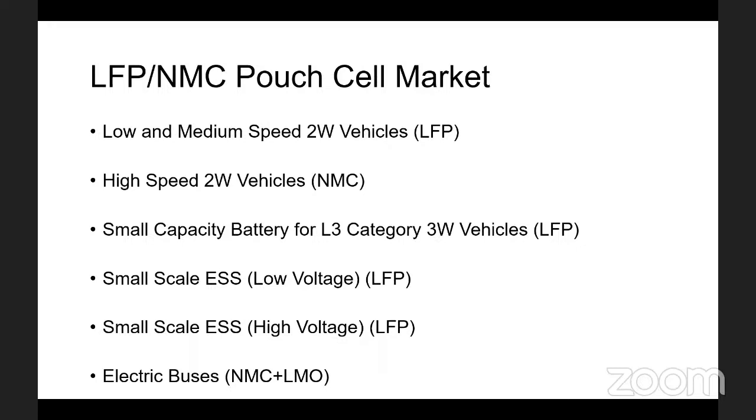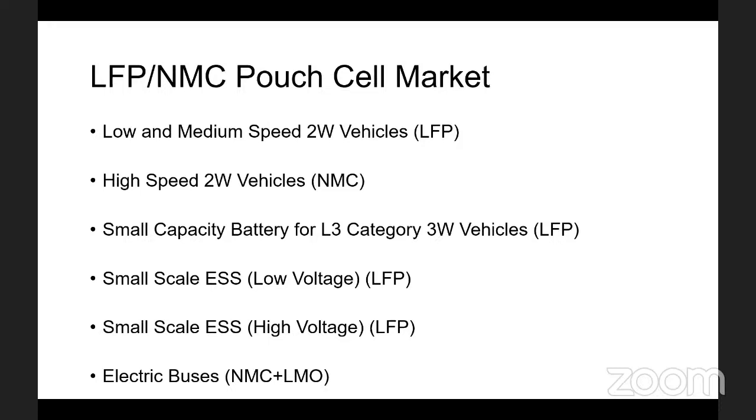And then again, if you look at the L3 category, which is the e-rickshaw, maybe 3 batteries in parallel or 2 batteries in parallel, 80, 90, 100 Ah, people are working on this. And also small scale ESS, smaller ones like 51.2 volt, 30 Ah, all the way to 480 volt, 30 Ah or 50 Ah, people are looking at this. And this is proving to be very encouraged in the market now.